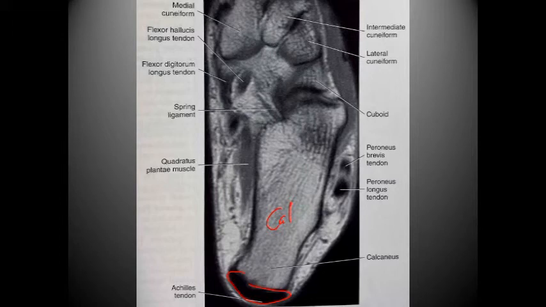We also see the medial cuneiform, the intermediate cuneiform, and the lateral cuneiform, with the navicular lying somewhere in this area, and the cuboid just coming into the field of view as well. We do see that we have the quadratus plantae muscle.